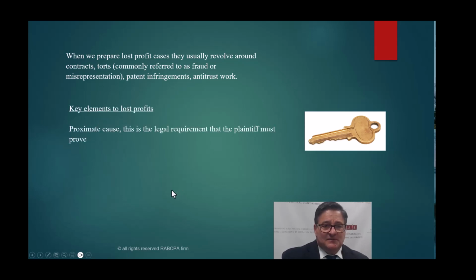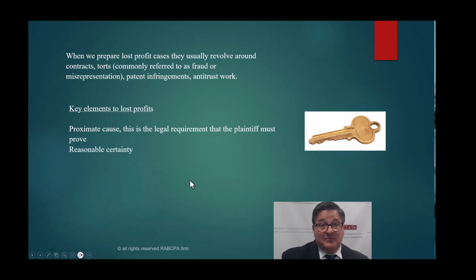Key elements of lost profit. Okay, proximate cause. Now, this is some legal issues we're going to discuss here. It's a legal requirement that the plaintiffs must prove. Now, this is something lawyers need to prove. Okay, you know, we can help them, but they need to prove it.